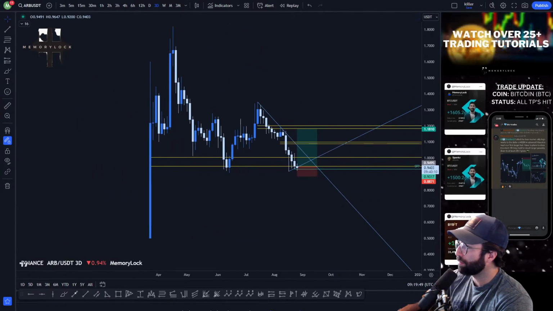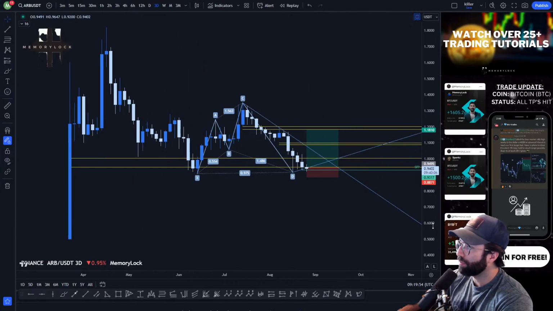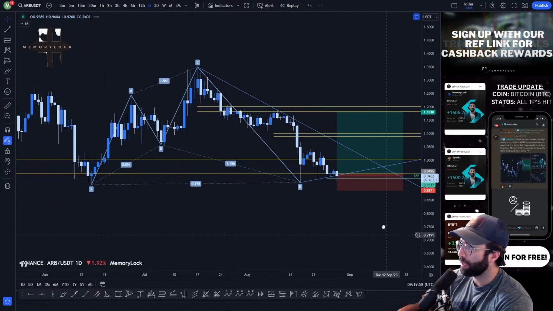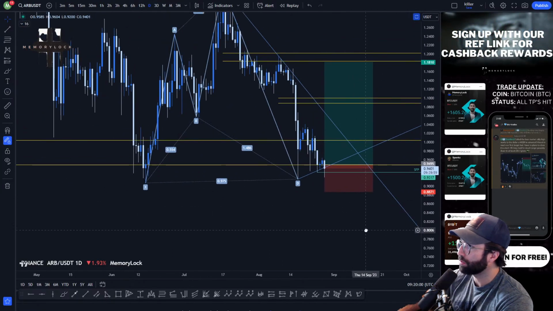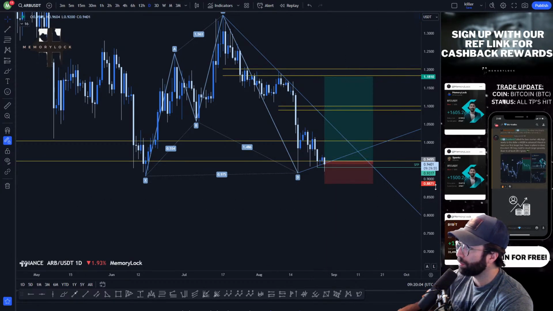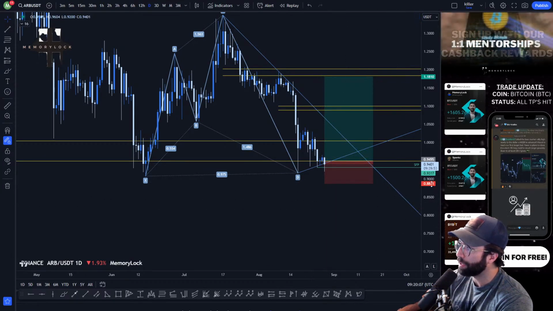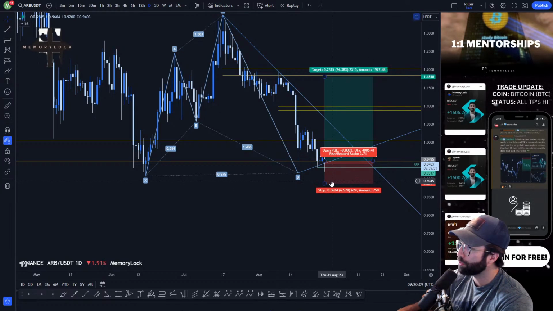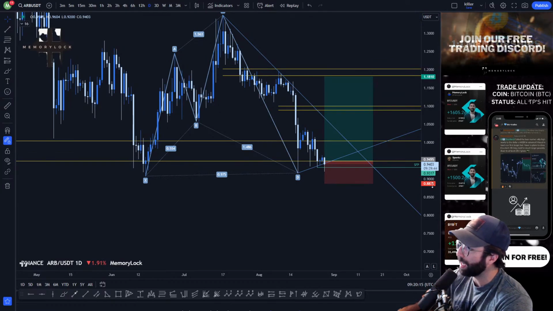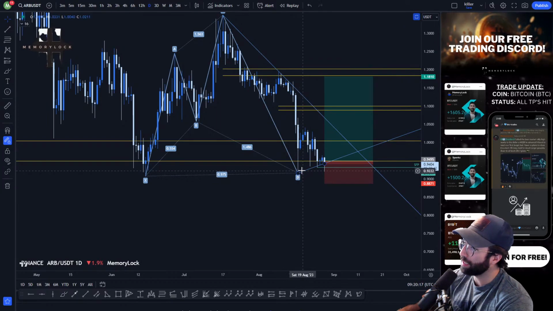Arbitrum, we have, let's see here. We have this higher time frame bullish harmonic here, which is the reason why I'm looking to trade it and long it. I have adjusted my stop. So I put my stop here on BitGet, which is what I'm trading on right now with Arbitrum. This wick here actually wicked down to around 0.888. So the wick is actually lower than what shows here on Binance.